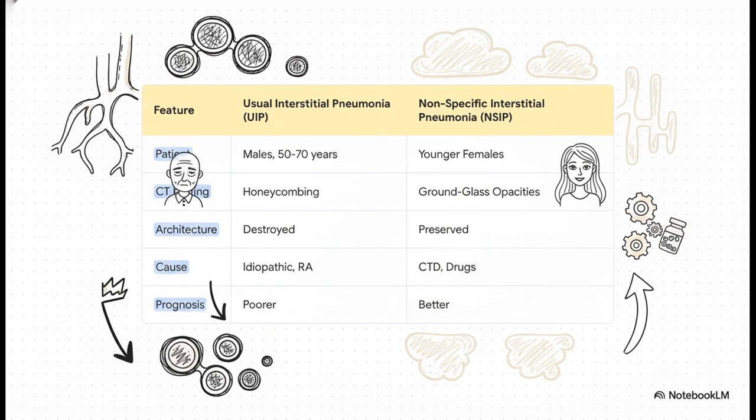This table really lays out the differences perfectly, doesn't it? On one hand, you have UIP. It's classic for older men, often has no known cause, and is defined by that irreversible damage you see on a CT scan, like honeycombing. And unfortunately, that means a poorer prognosis. On the other hand, you've got NSIP. It's more common in younger women, often linked to autoimmune diseases or even certain drugs, and presents with that hazy, ground glass look suggesting inflammation. The big difference? It generally has a better, more treatable course.